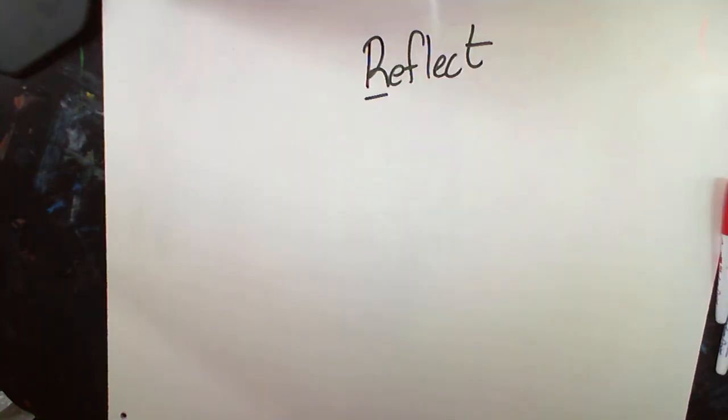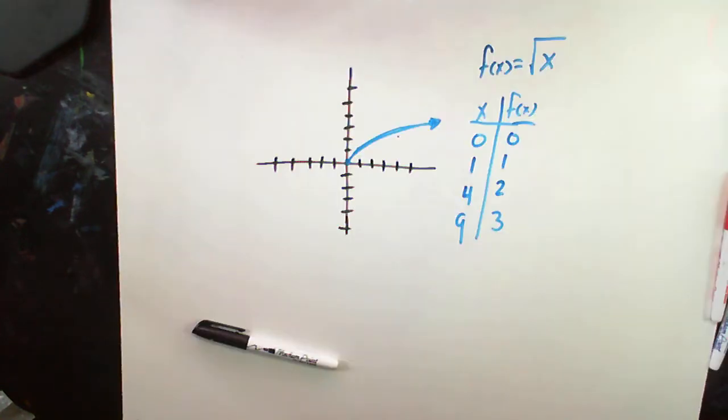Next, we are going to look at reflection. And there are two types of reflections that we will have: reflection across the x-axis, also known as vertical reflection, and reflection across the y-axis, also known as horizontal reflection. So this time we will go ahead and look at the square root function. Like I said, any of our parent functions work with any of these, so that we can see that. So let's reflect.